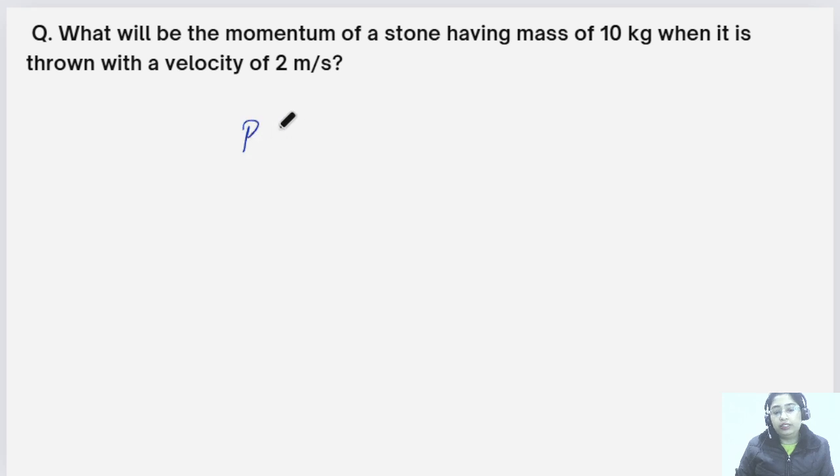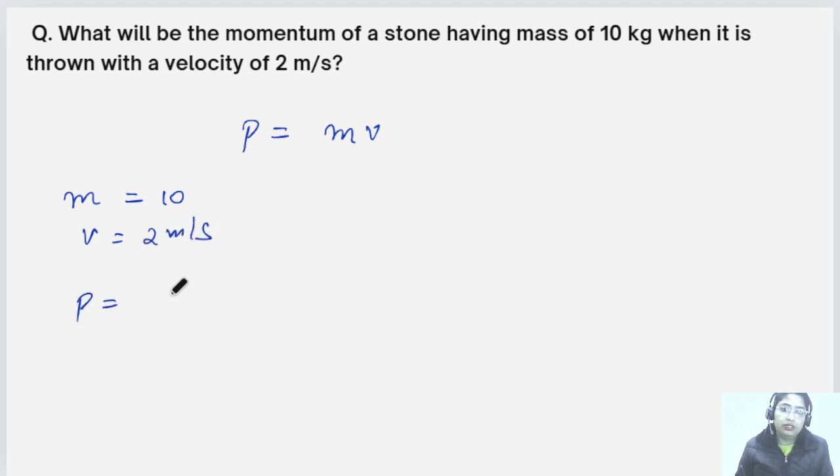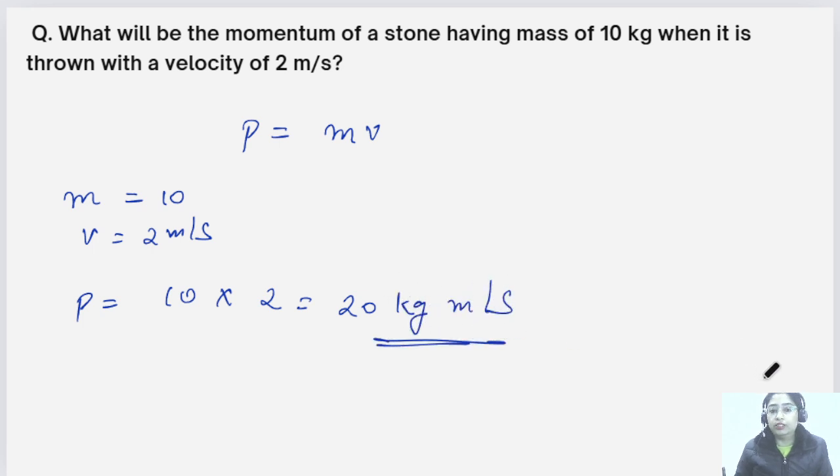The formula for momentum is P equals mv, right? So mass is given as 10 kg, v is given as 2 meters per second. It's very easy, just calculate this. 10 times 2, that is 20 kg meter per second. So this will be the unit for momentum. Okay, let's solve one more question.